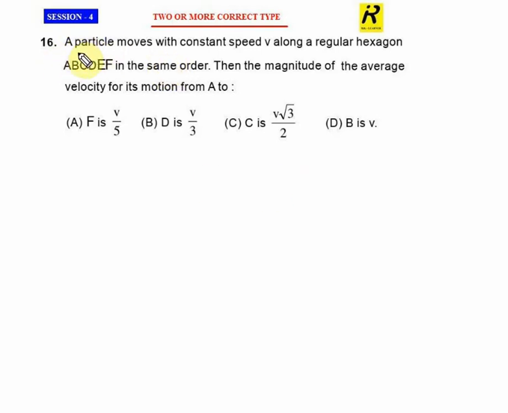So here we may have options where two or more answers may be correct. So the question is, a particle moves with constant speed v along a regular hexagon ABCDEF in the same order. Then the magnitude of the average velocity for its motion from A to... So we have to find the best answers among these four choices.